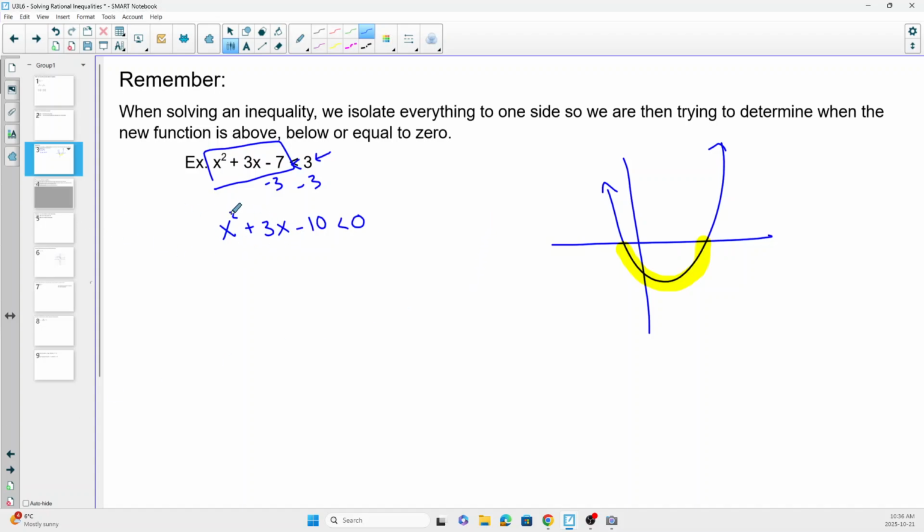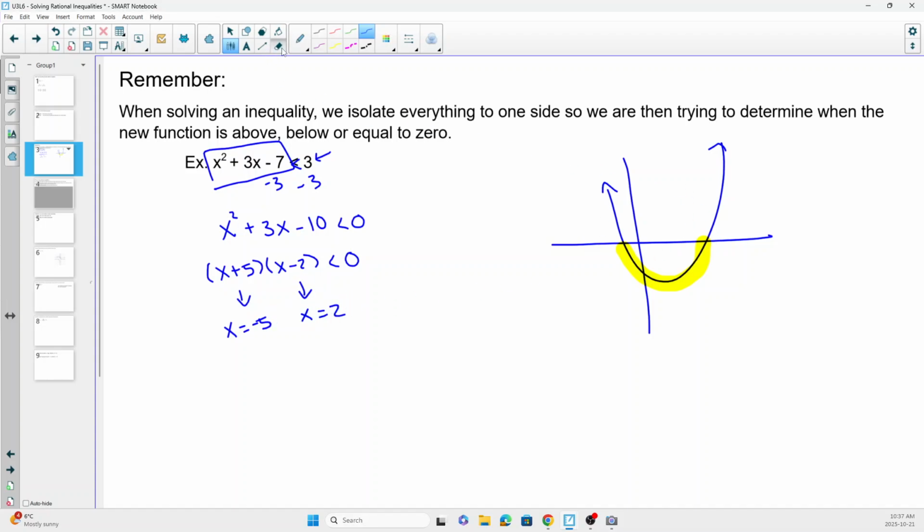Okay, so what we are left with is a simple trinomial here. And so we're going to look for two numbers that add to positive 3 and multiply to negative 10. So we're going to have x plus 5, x minus 2: positive 5 minus 2 is positive 3, positive 5 times negative 2 is negative 10. And the result is an intercept at x equals negative 5 and an intercept at x equals positive 2.